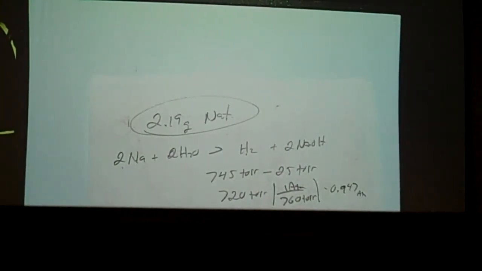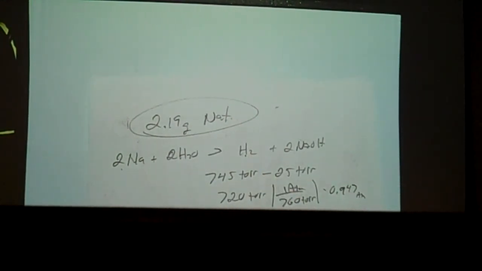Liz said 2.19 grams, which would have been wrong, because I know what you did. You forgot to take the 25 away, didn't you? She used this number, 745, and didn't take that away. So it does make a significant difference. So make sure you take that into account. Is that clear? Any questions about that? That's a good question.